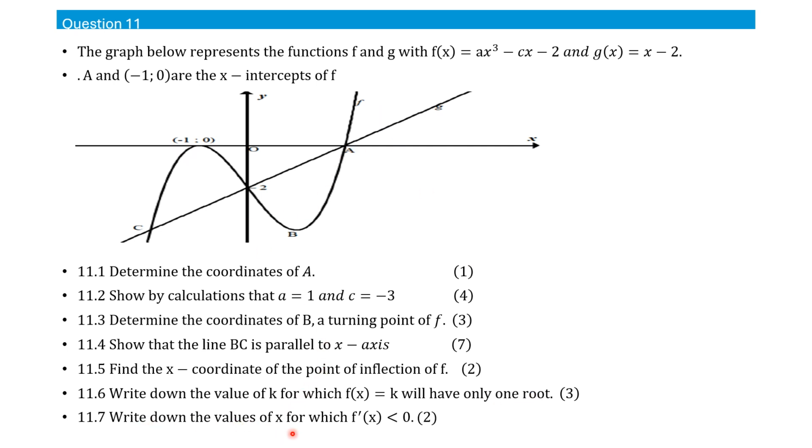Write down the values of x for which f prime of x is less than 0. For 2 marks, we're going to solve an inequality. So again, pause, write down the questions, attempt as many as possible, and see what you can and can't do. Take another color pen, highlight your errors, and from there work on correcting your errors.